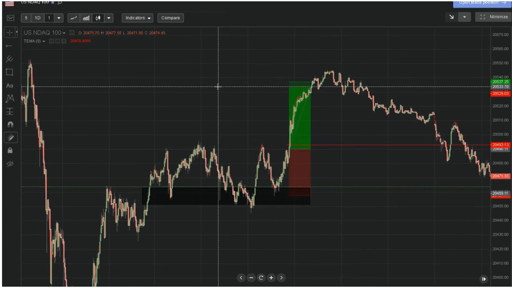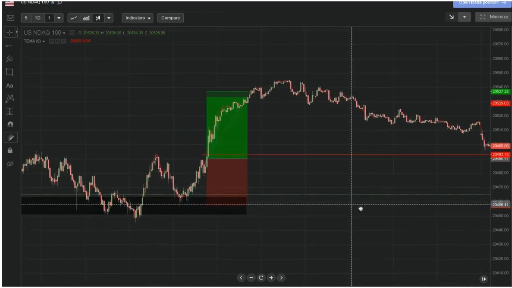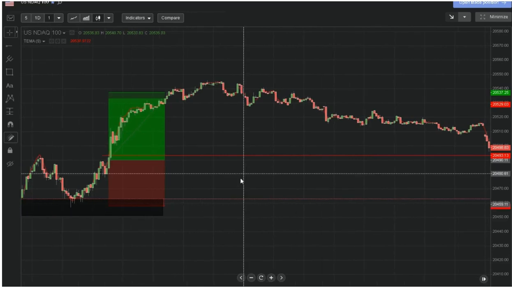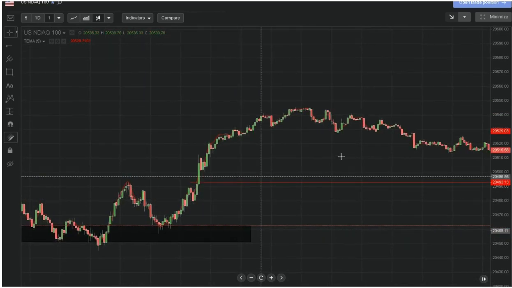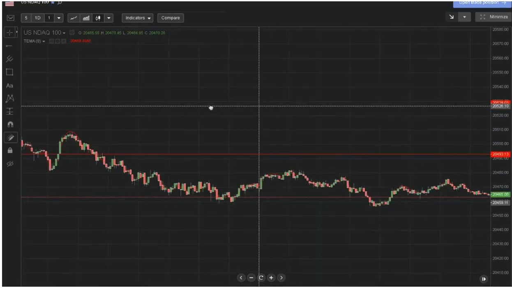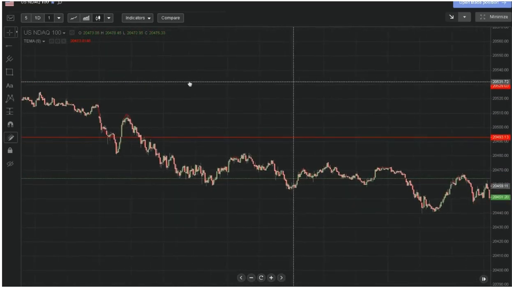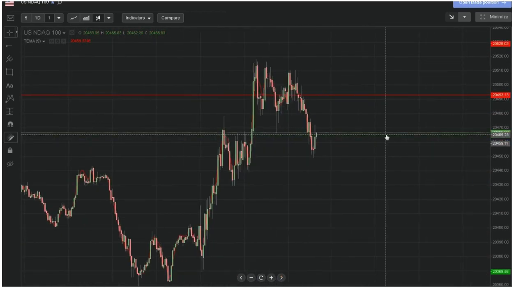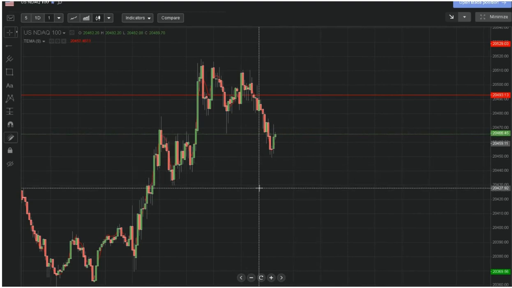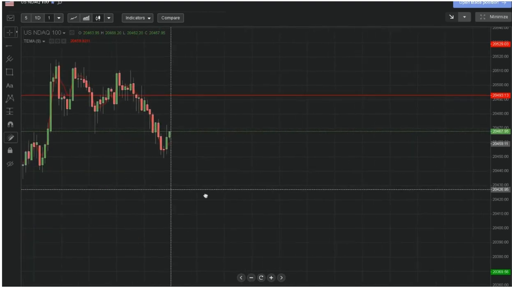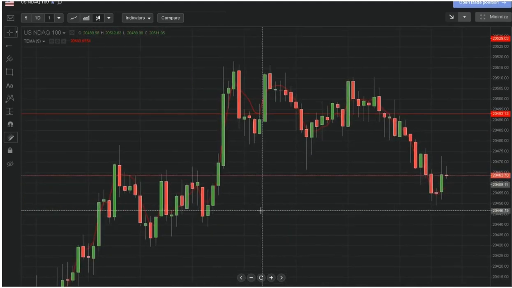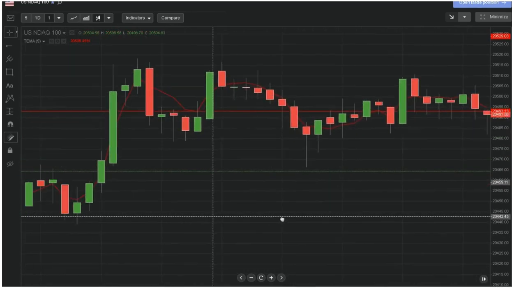Okay, I just showed you. Now I will show you the not legit fair value gaps that happen really often. Here, in the market right now, I took a trade, but I lost it. But it's okay, you cannot win every time. What is not legit? This is not a legit fair value gap.